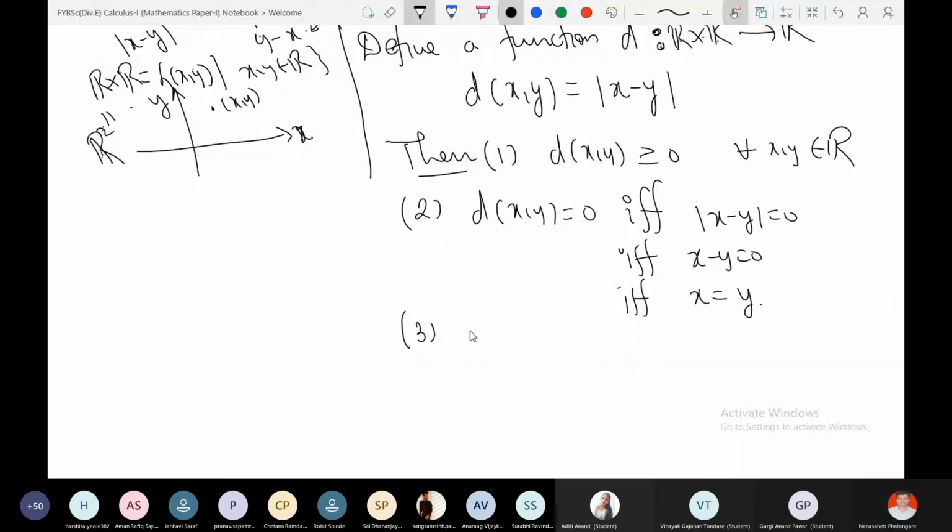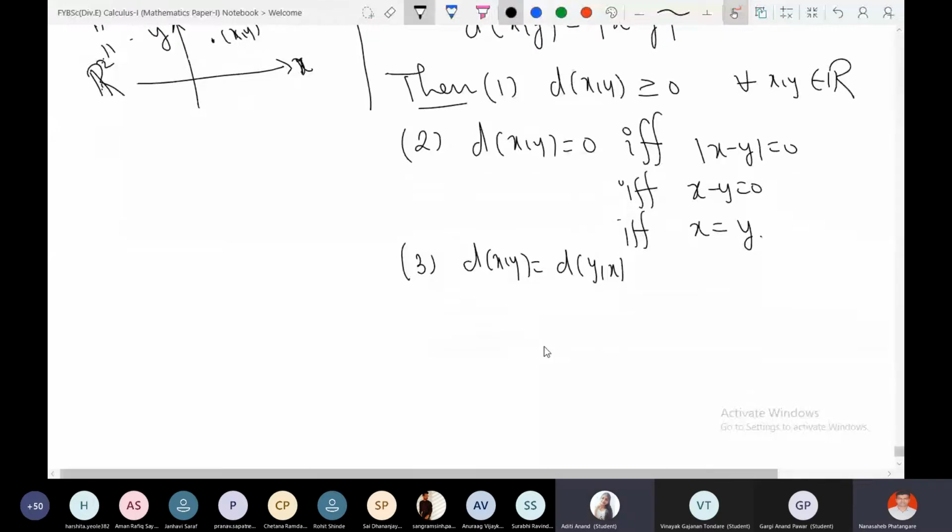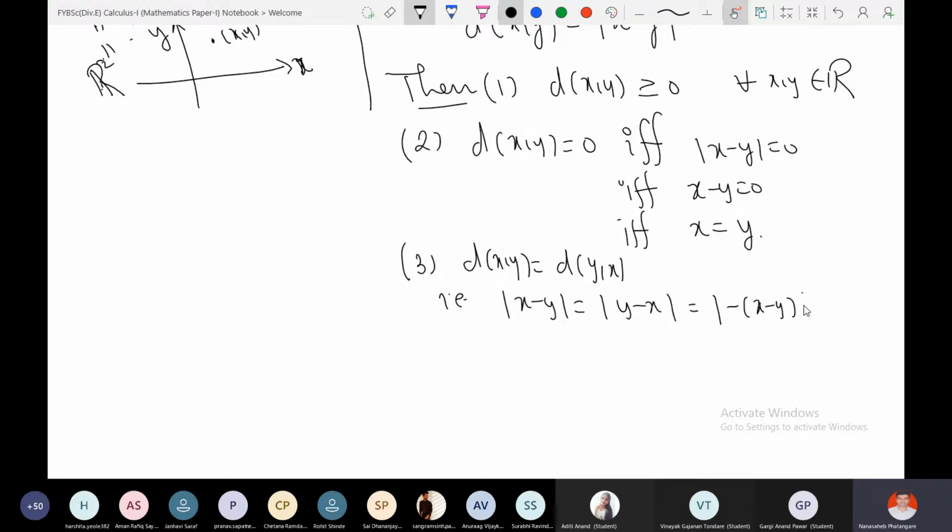So d(x, y) is the same as d(y, x). Is it true? Yes, sir. That is what it says: the absolute value of x minus y is the same as the absolute value of y minus x, because y minus x is minus of (x minus y), but the absolute value of minus 2 and 2 is the same. So similarly the absolute value of x minus y and its negative is the same. So that's why the absolute value of x minus y is the same as that of y minus x.